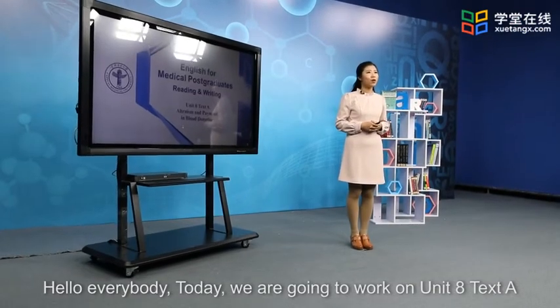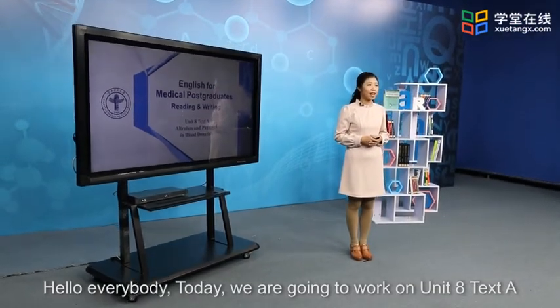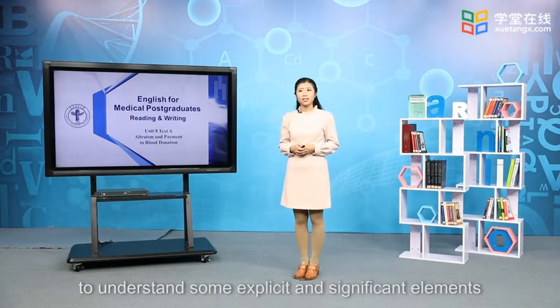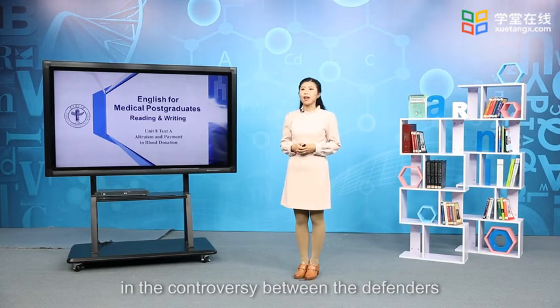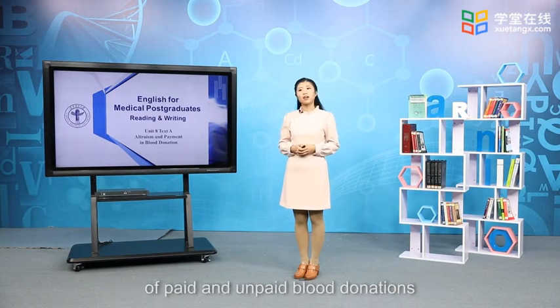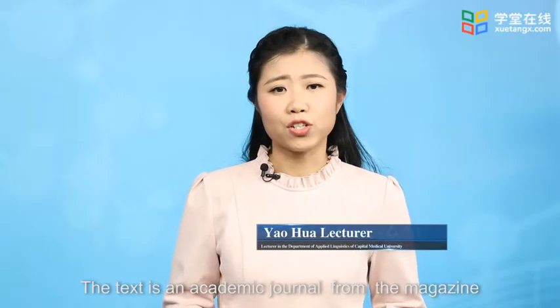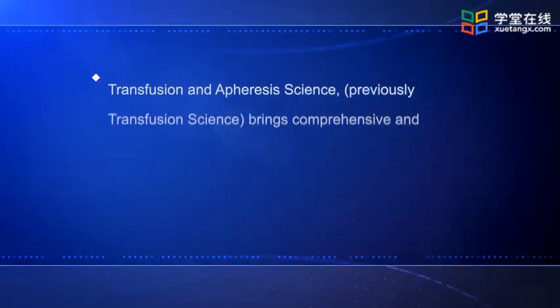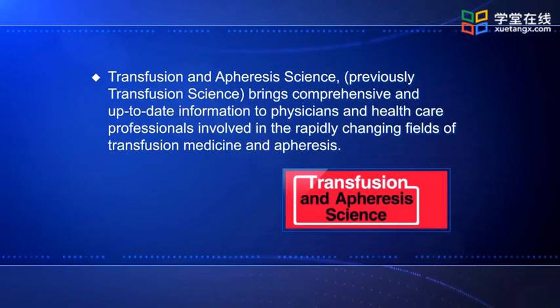Everybody. Today we are going to work on Unit 8, Text A, altruism and payment in blood donation, to understand some explicit and significant elements in the controversy between the defenders of paid and unpaid blood donations. The text is an academic journal from the magazine Transfusion and Apheresis Science, which brings comprehensive and up-to-date information to physicians and healthcare professionals involved in the rapidly changing fields of transfusion medicine and apheresis.